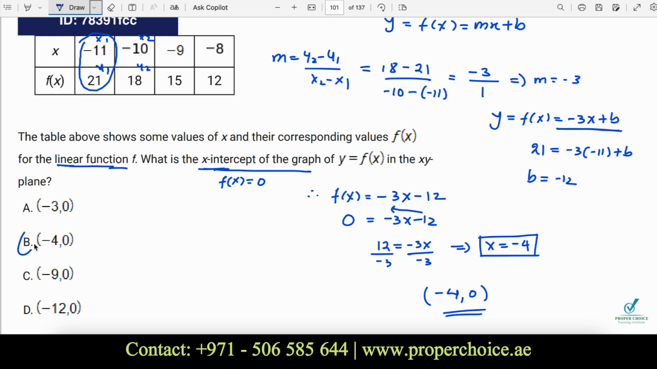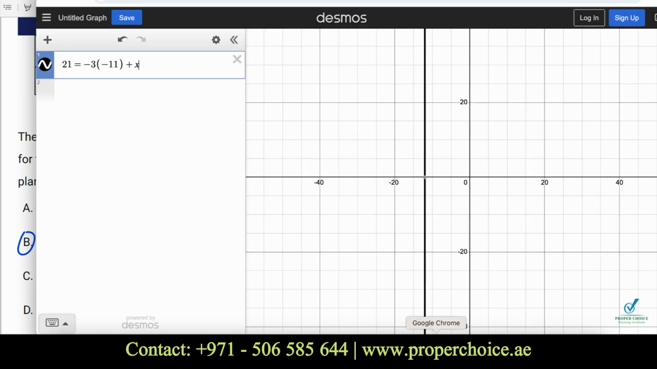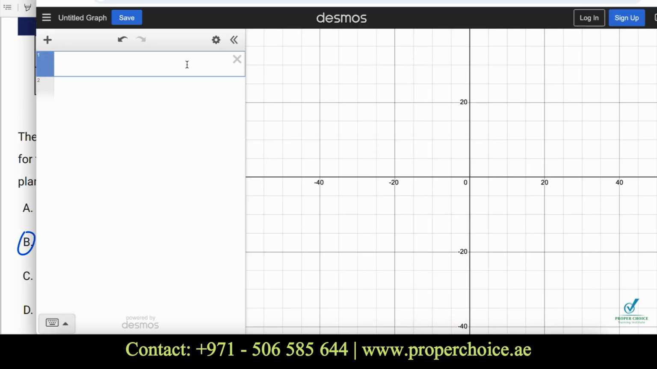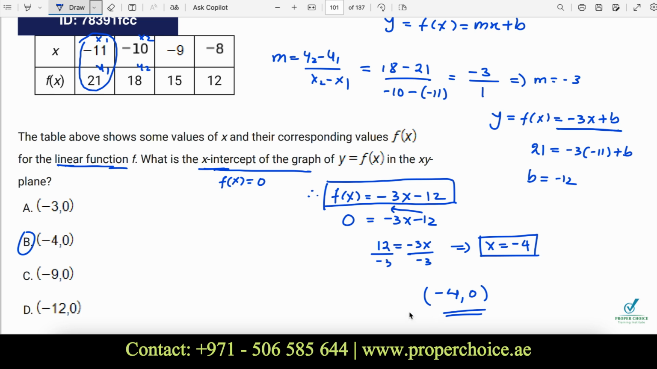This is how you can do it, or else, if you don't want to do all these calculations, type this in Desmos directly. You will be getting the x-intercept. I can type y equals minus 3x minus 12, which can also be typed as f(x) equals. Where it is crossing the x-axis, you can see negative 4 comma 0. This is also fine, as we have multiple ways to answer, so I should go with option B here.